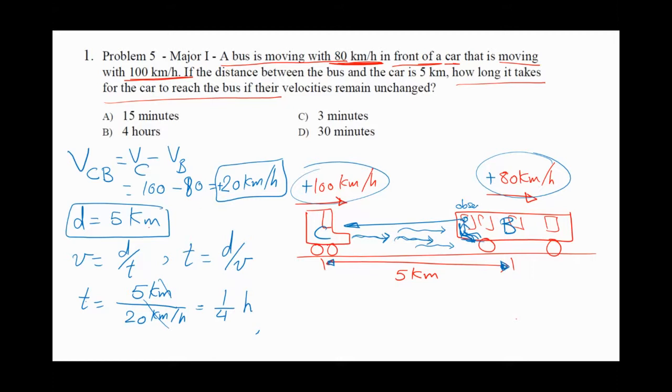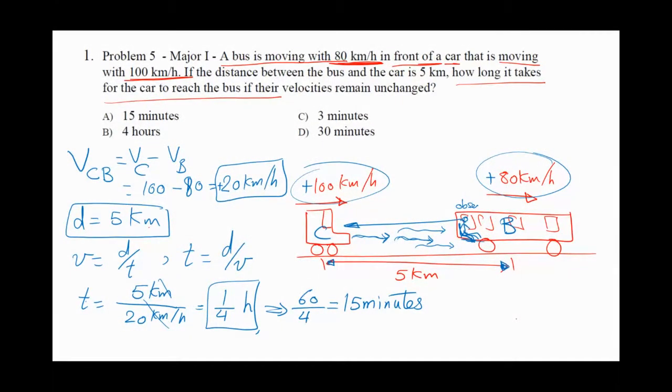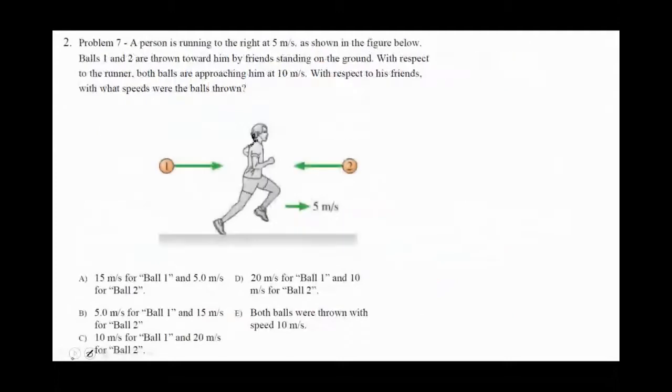Kilometer goes with the kilometer. So 1 over 4 hour means a quarter of an hour. What is a quarter of an hour? 60 minutes over 4 gives you 15 minutes, because 1 hour is 60 minutes. So 15 minutes will be the answer. Okay, guys? You can solve this problem with your friends. If you cannot, you can come during the office hours and we can discuss it.